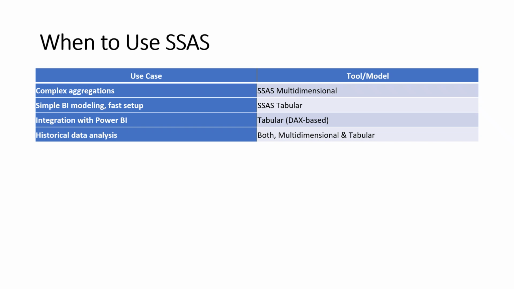When to use SSAS: use case, tools, and models. For complex aggregation use cases, multidimensional is best. For simple BI modeling with fast setup, tabular is best. For integration with Power BI and other modern BI tools, tabular is best, using DAX. For historical data analysis, both work perfectly fine, multidimensional and tabular.